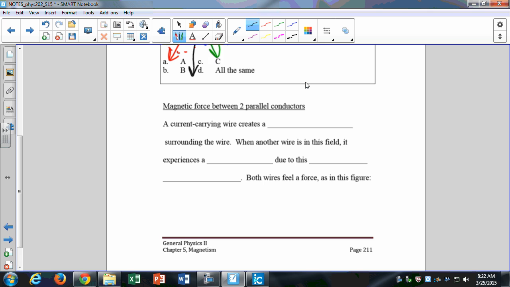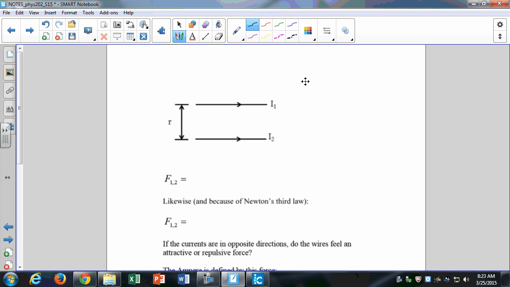Let me just sort of give you what you need to know here in case you want to start doing the homework. A current carrying wire creates a magnetic field surrounding the wire. When another wire is in the field, it experiences a force due to this magnetic field. And so both of these wires are going to feel a force. We'll revisit this, okay? I know this is kind of fast. I just want to get this information out to you.